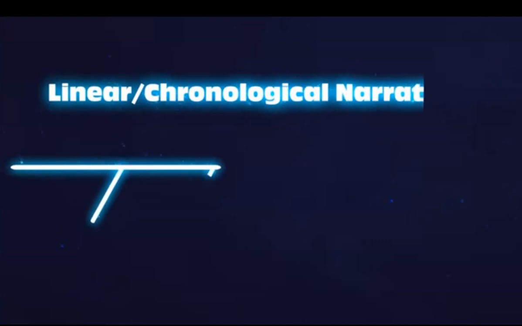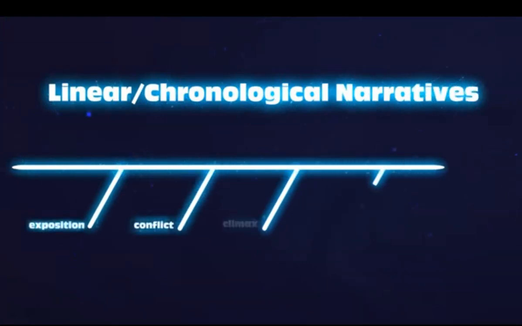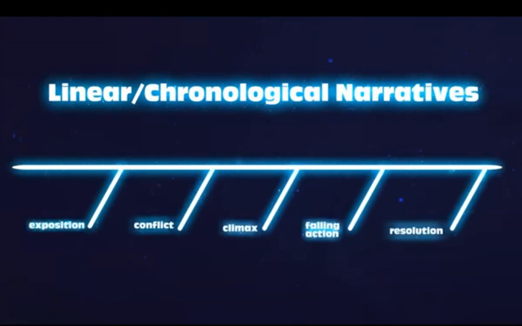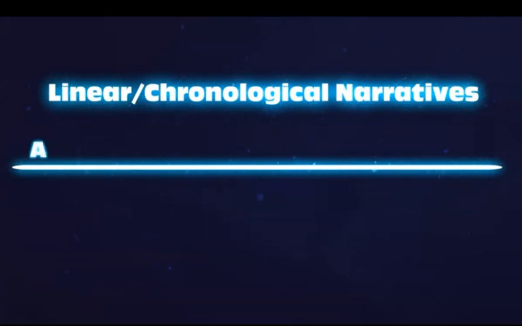Linear or chronological stories are told in the order in which events occur. Most books follow this structure. The journey from point A in the story to point B is, with the exception of the occasional flashback, uninterrupted.